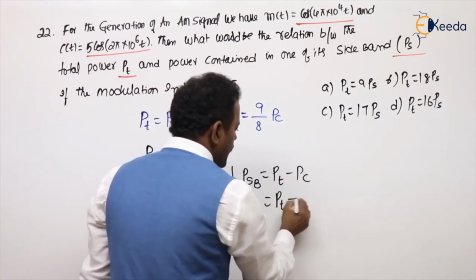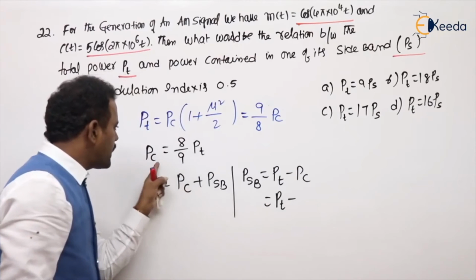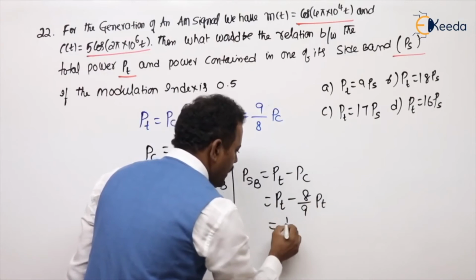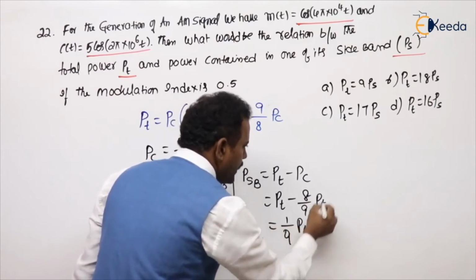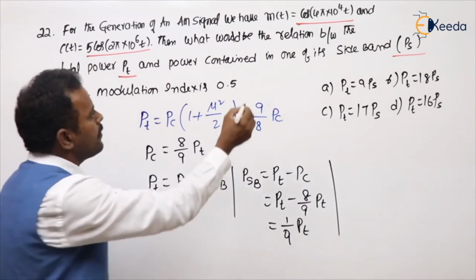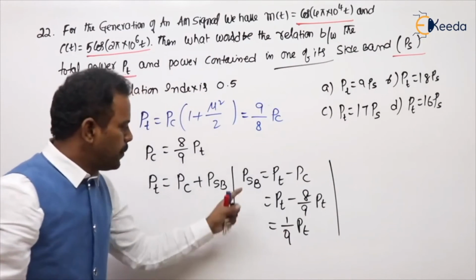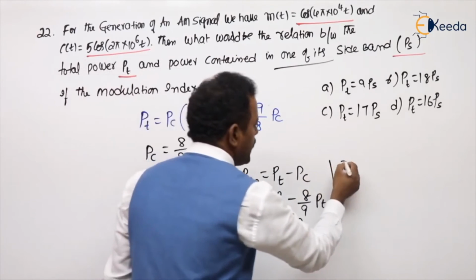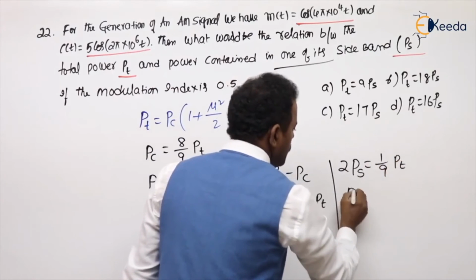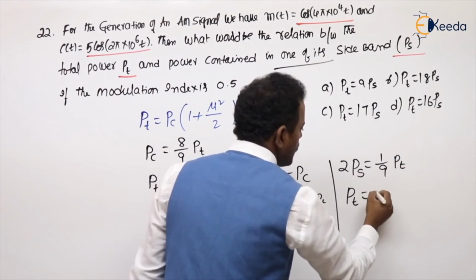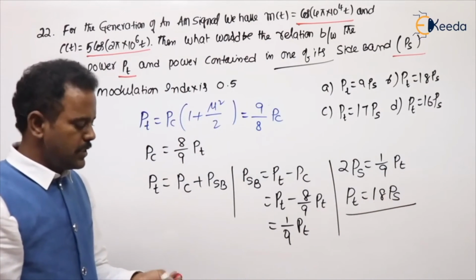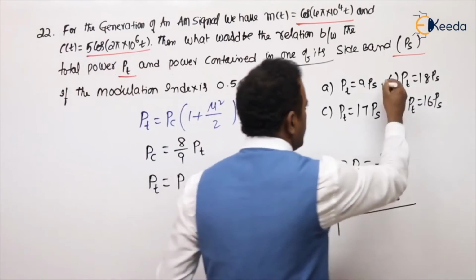That is PT minus the carrier power. What is the carrier power we got? 8 by 9 PT, so the sideband power will be 1 by 9 PT. Following my point or not? Now, here PS is given, one of the sidebands. PSB is the total sideband. One sideband means 2 PS equals 1 by 9 PT. So PT equals 2 9s are 18 PS. Now see the options. 18 PS means option B.